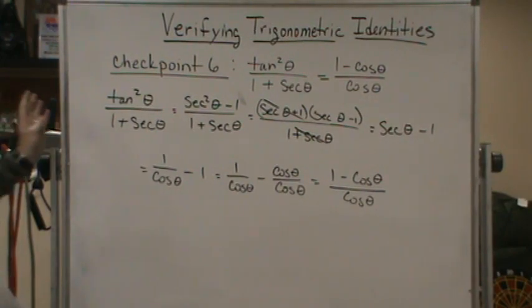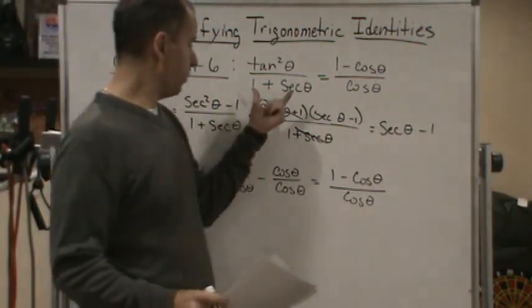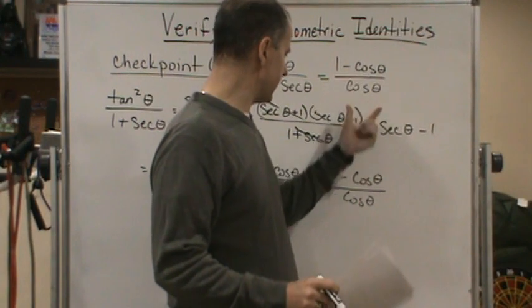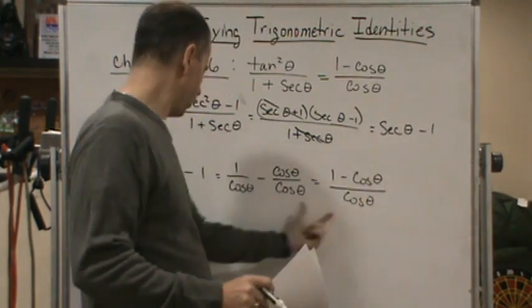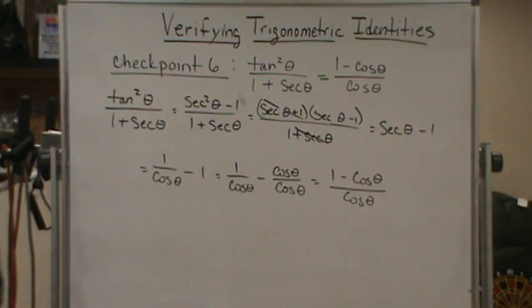Now, I did it in one long string of equals, but there's nothing wrong with taking this side and going to here, and taking this side and making it go to here, just like I did in the last one. Again, different ways to solve it.